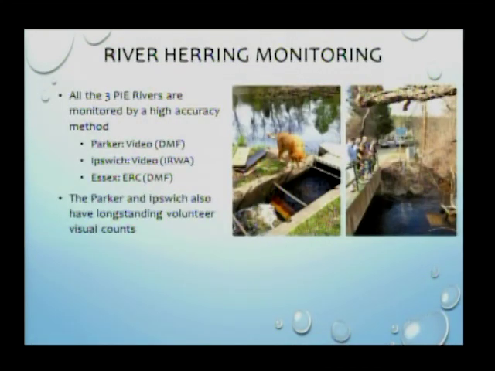So the good news for us is that, because I'm a somewhat ambitious person, all three of the rivers that I'm talking about today have a high accuracy counting method. That's not just me, that's also the Ipswich River Watershed Association, which runs a great volunteer count, which is fantastic because it gets you data, and they've been doing it for a long time, and it also keeps people involved with their river, so I love volunteer counts. They're doing the video as well, which is a great comparison with the volunteer count.